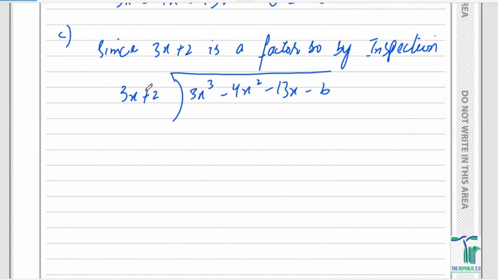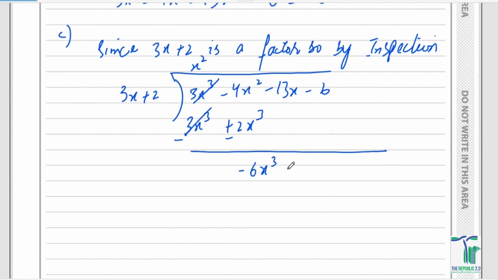3x times 3x squared, I'm going to multiply 3x by x, and that's going to give me 3x cubed. Sorry, this should have been x squared. x squared times 3x has to be 3x cubed. x squared times 2 has to be positive 2x cubed. And by just subtracting them, this one and this one cancel out, and I would be having negative 6x cubed, negative 13x, negative 6.